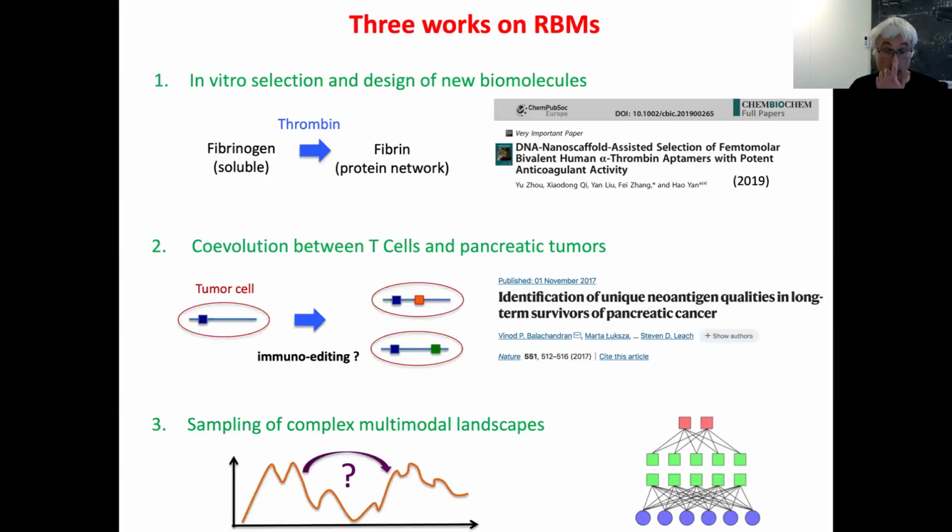Okay, so I will show you here three different works. The first one is how we can actually take advantage of in vitro data, in vitro selection process, to design new biomolecules. And the particular example I'm going to focus on is thrombin.